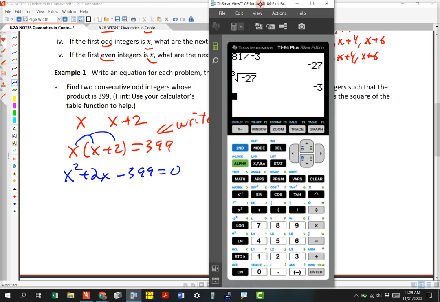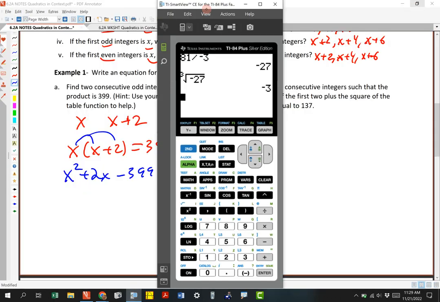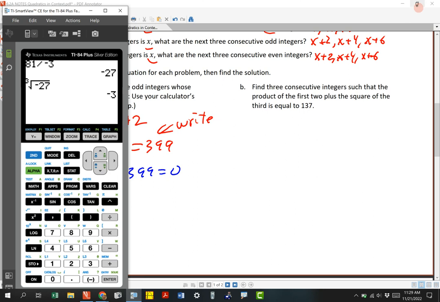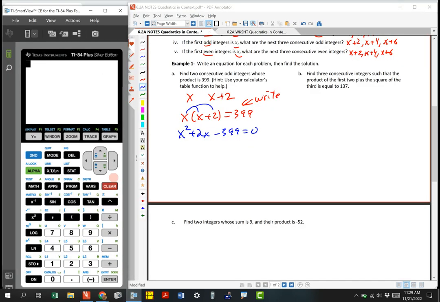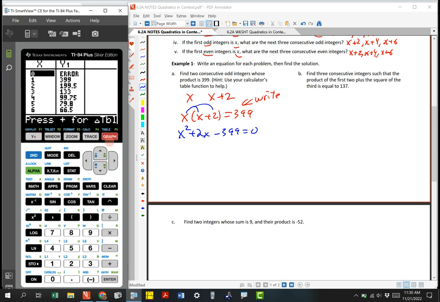These are big numbers on some of these problems. So what I would probably do is shrink this down and grab the calculator, and remember that nice little trick where we clear both of these off. I'm going to take the number that I need. I don't care whether it's positive or negative. I'm just going to put it in as 399. I'm going to divide by x, and then go to the table. So hit second graph.